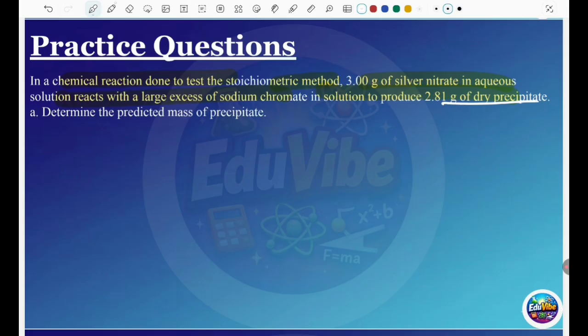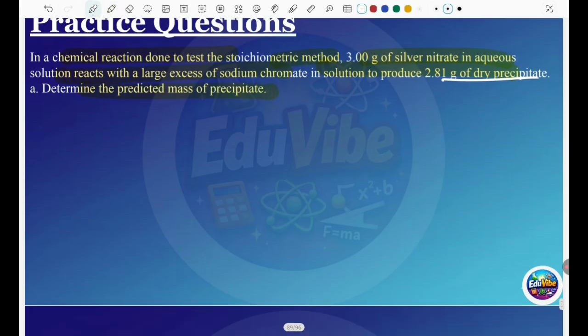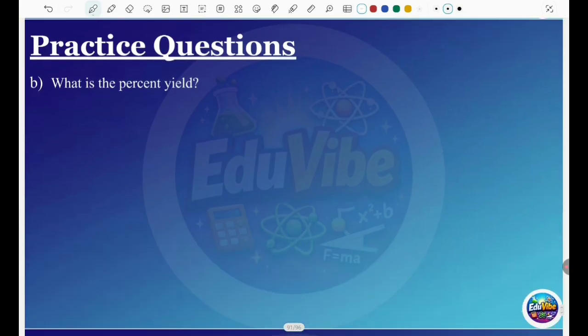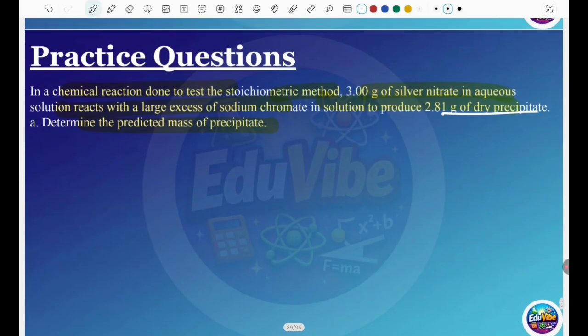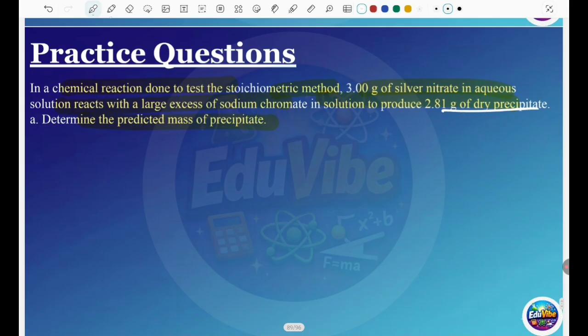What's the equation? So we have to find, we'll determine the mass of the precipitate. Then we'll find the percent yield of that. So firstly we do the mass of the precipitate.